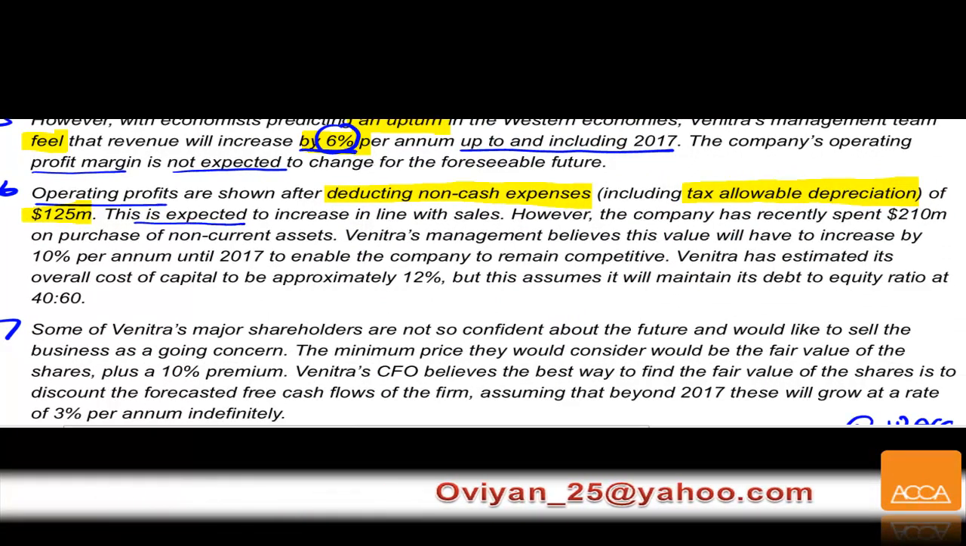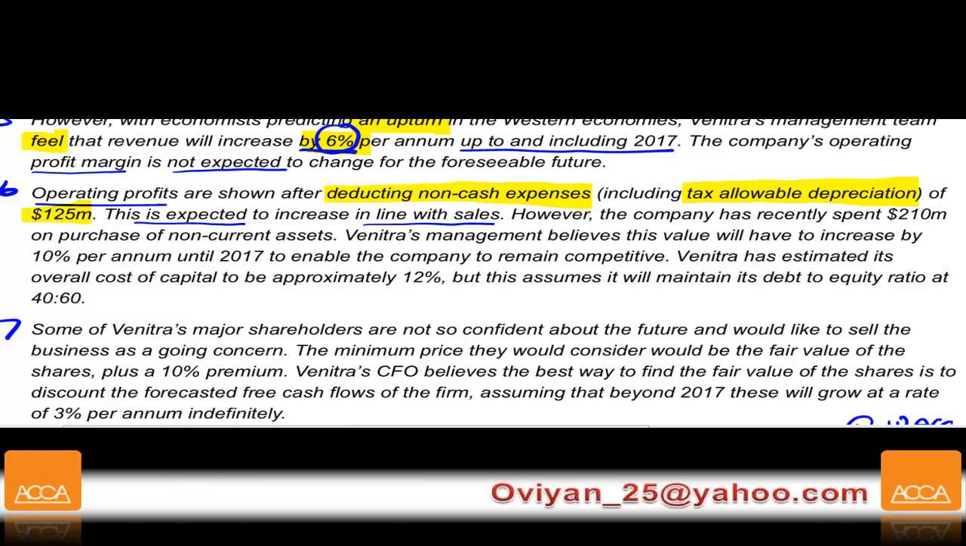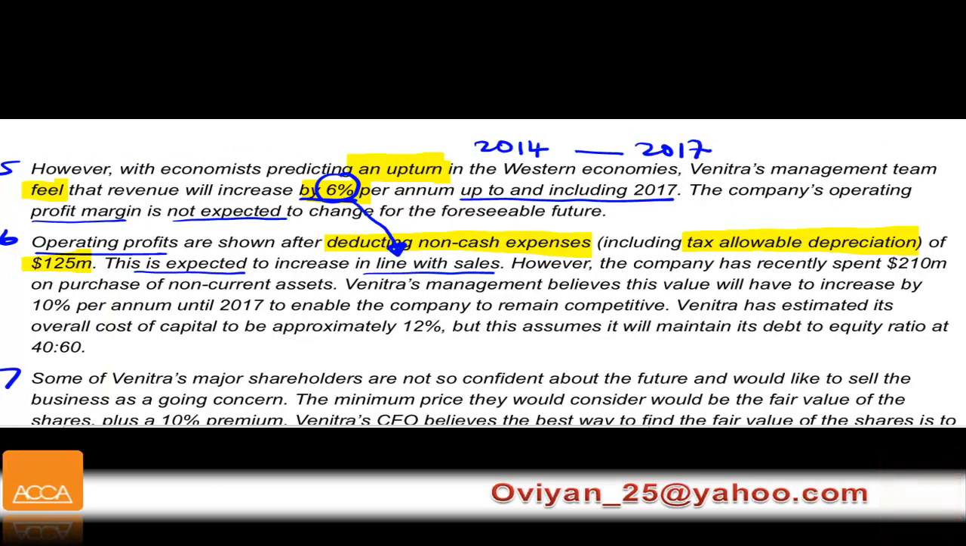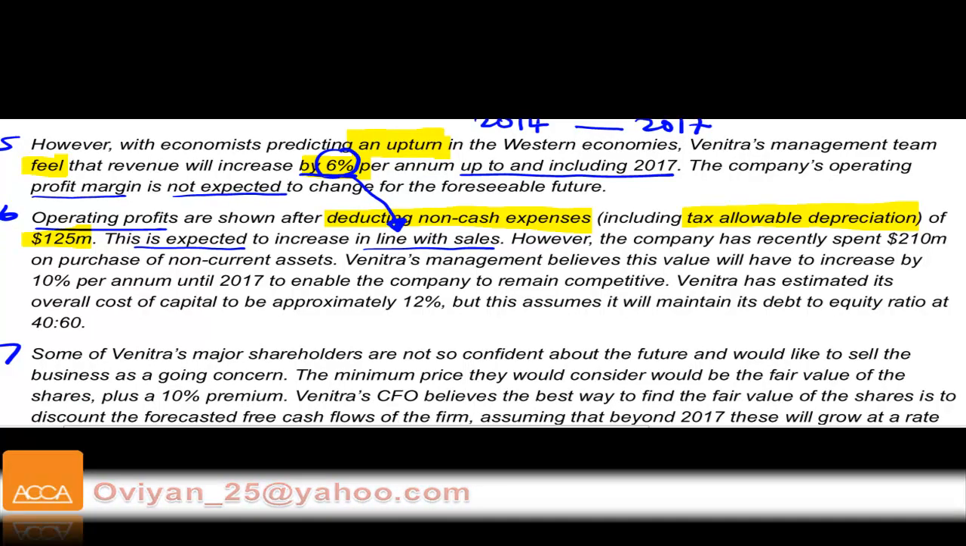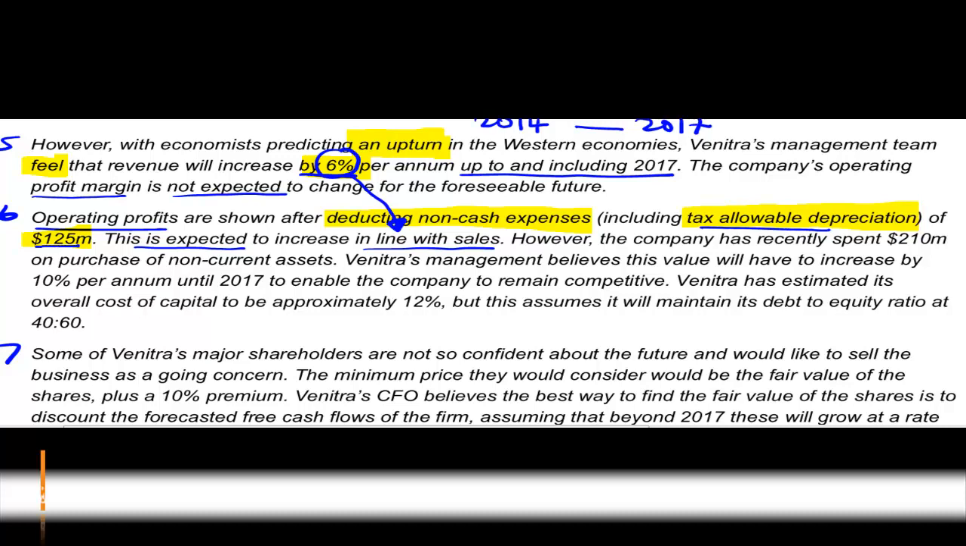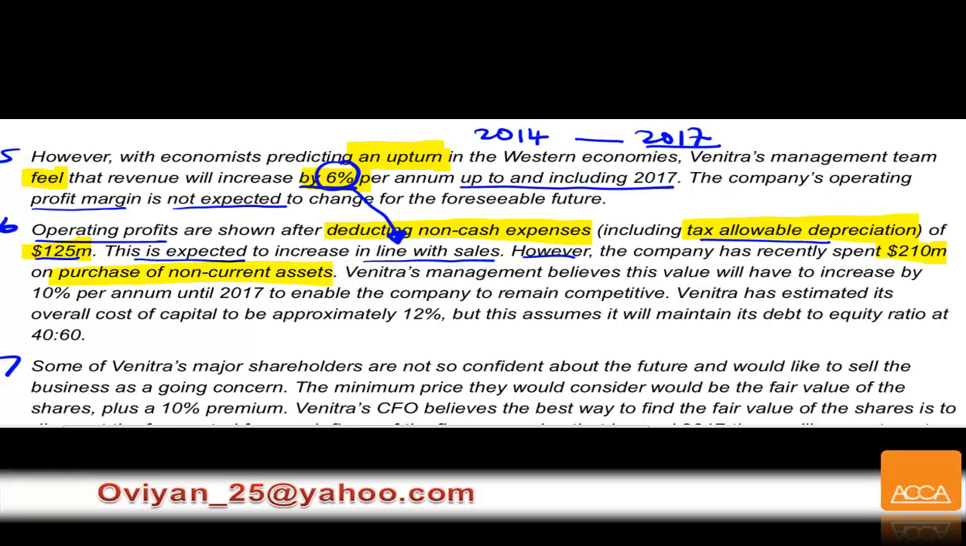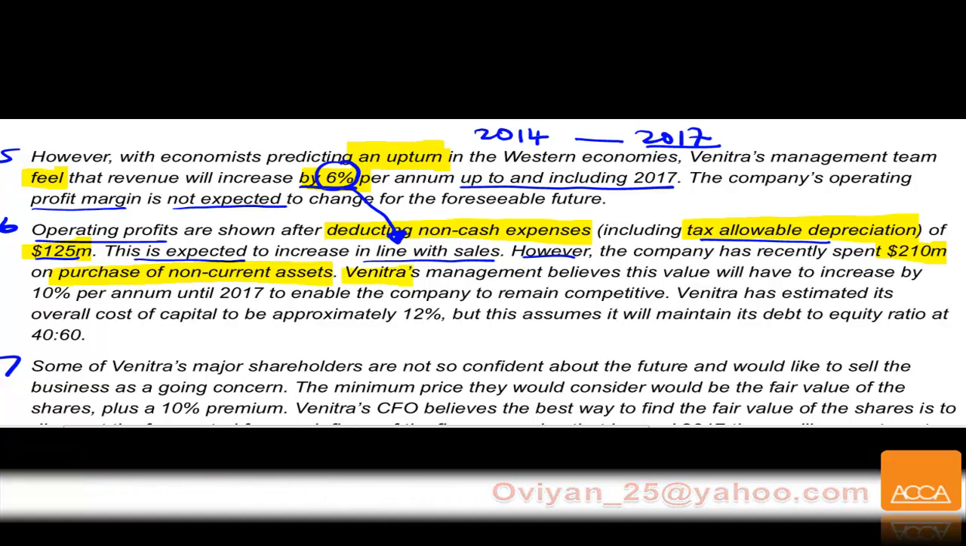Now this is expected to increase in line with sales, which means the 6%. Sorry, not operating profits, this is tax allowable depreciation, which is going to go up by 6% as well, up to 2017. However, the company has recently spent 210 on the purchase of non-current assets, fixed assets, capital expenditure. Venitra's management believes this value will have to increase by 10%.